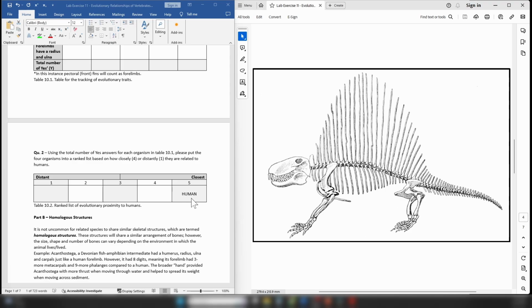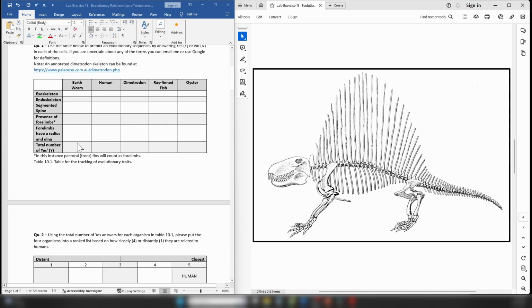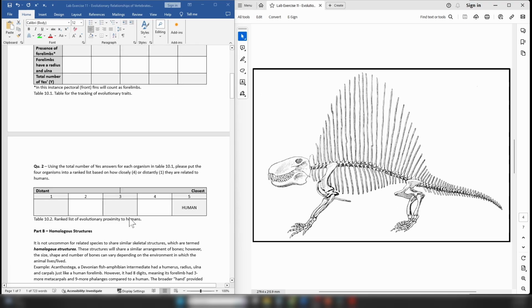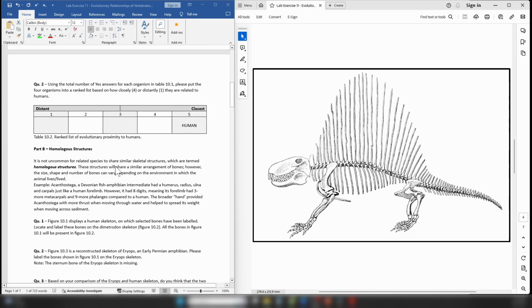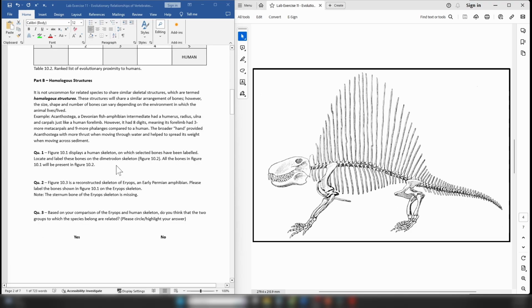No shock there, really. So if you can please put the 4 other remaining organisms, earthworm, Dimetrodon, rayfin fish, and oyster, into a correct sequence, then that will help to show you how we use those similarities to gauge the evolutionary relationships between organisms. Okay, so for part B, we are going to look at homologous structures.